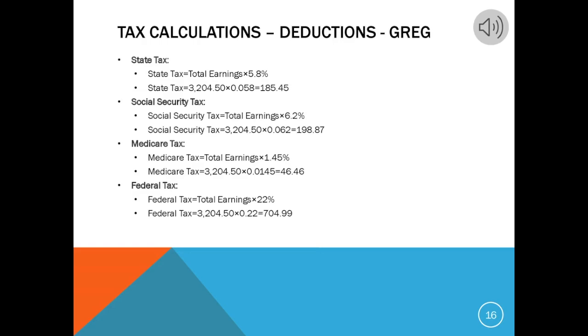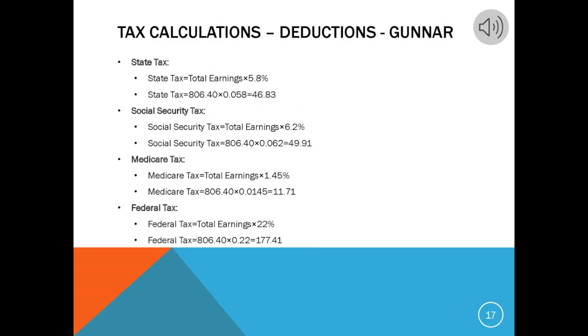Next, we're going to be looking at Greg's deductions. For his state tax, we're going to take his total earnings of $3,204.50 times 5.8%. His state tax is $185.45. His Social Security tax, total earnings times 6.2%, which is $198.87. For his Medicare tax, it's total earnings times 1.45%, which equals $46.46. And finally, for the federal tax, we're going to be taking the total earnings times 22%, which equals $704.99.